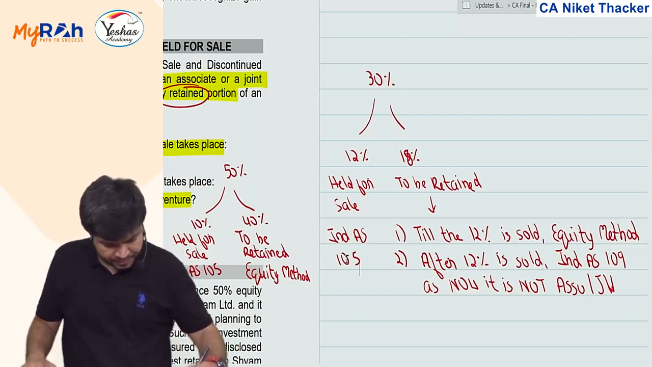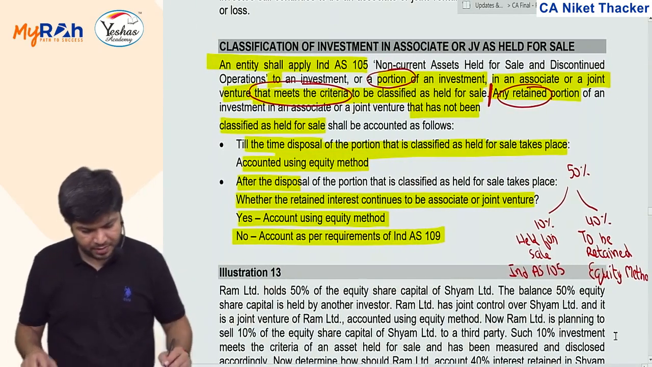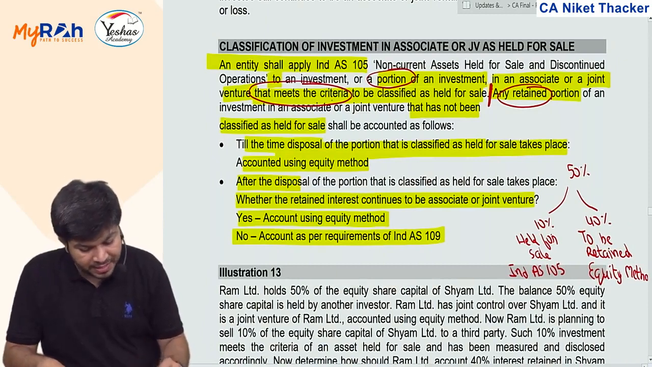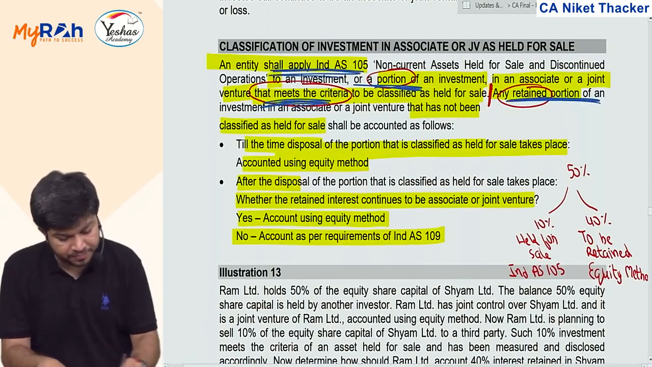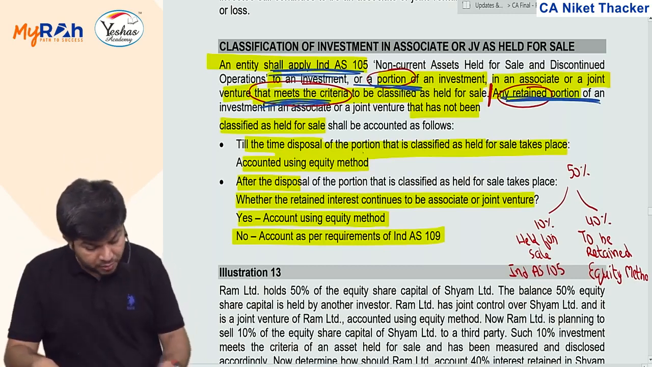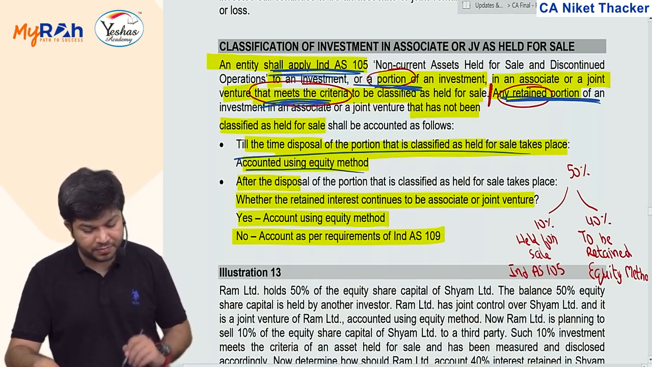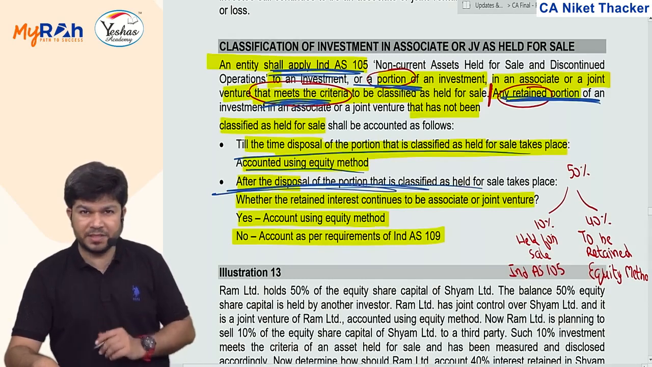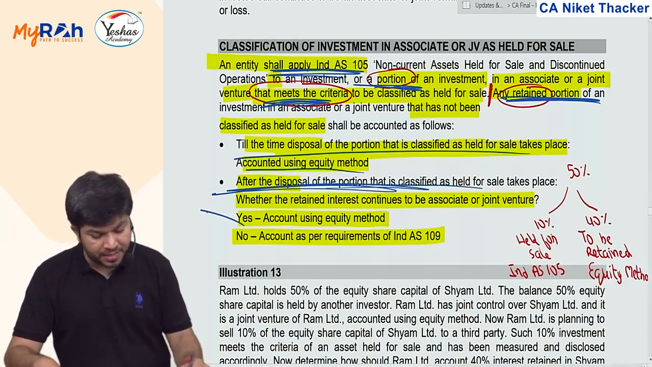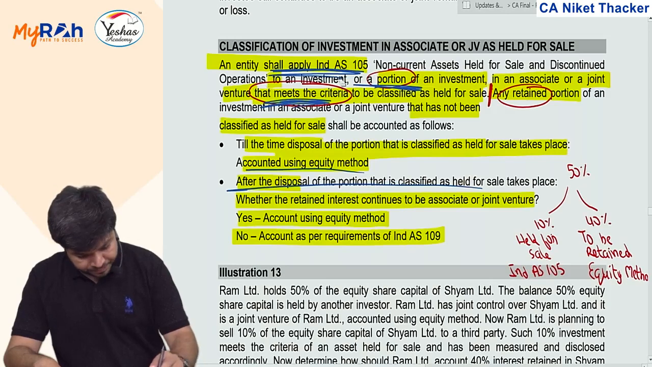Okay, I just go over here and check the theory again. For the portion that meets the criteria, apply 105. Retained portion, the remaining 18%: till you sell the 12%, use equity method. Once the 12% is sold, now 18% remains. If it is still an associate or JV, apply the equity method, otherwise go for 109.